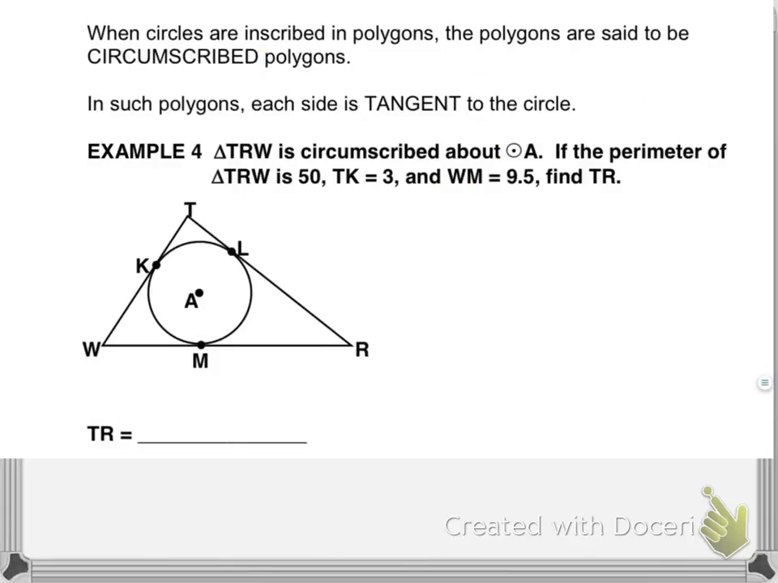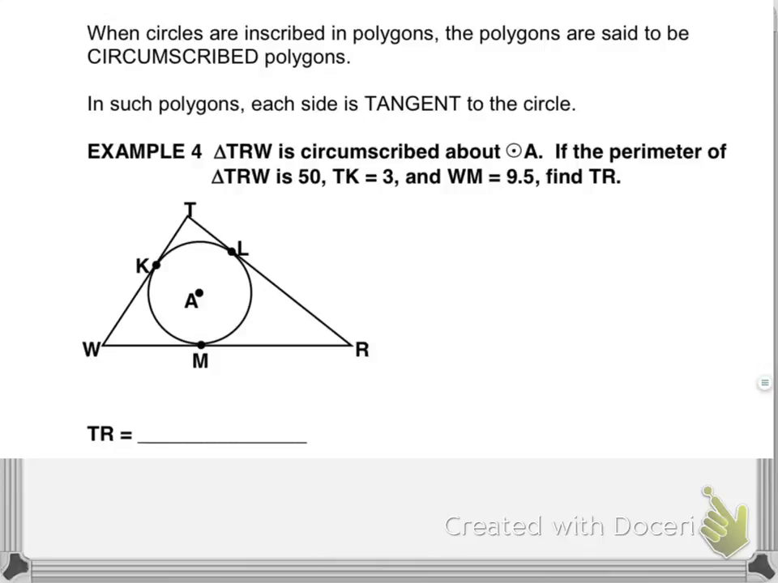Another property that we need to keep in mind is that when circles are inscribed in polygons, then the polygons are said to be circumscribed polygons. Inscribed means to draw within. To circumscribe means to draw on the outside. So the circle is drawn within the polygon so that the circle touches each of the sides of the polygon.